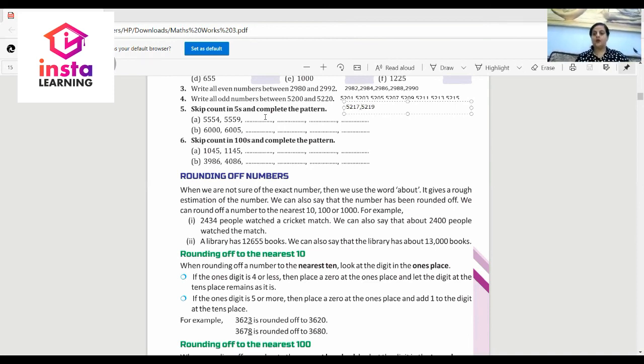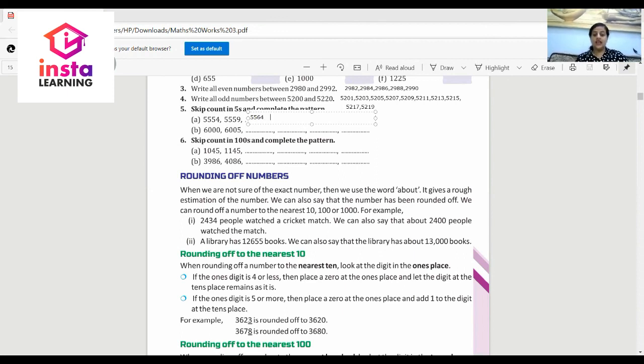Make comma. Okay. Now skip counting. We are going to do skip counting, which means we are going to add 5 to the number. 5554 plus 5 is 5559. Then we will write 55 as it is. 59 plus 5 is 64. So just write here 64.